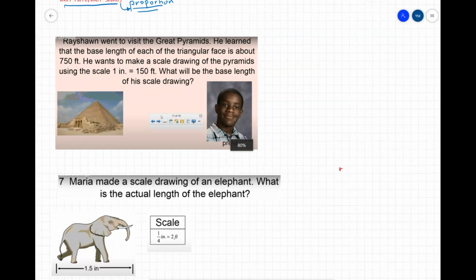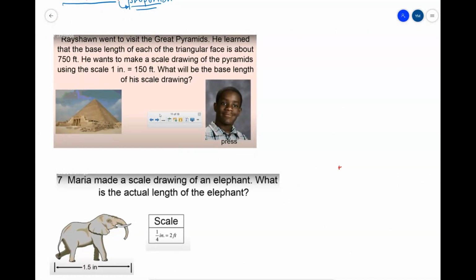So let's look at this example. Again, I hope you have a paper and pencil in your hand and you're not just watching me, but practicing with me. Let's say that Rayshon, I apologize, went to visit the Great Pyramids with his family, by himself, doesn't matter. He learned that the base length of each triangular face is about 750 feet. So this is the triangular face of the pyramid, and it says that the base is 750 feet.